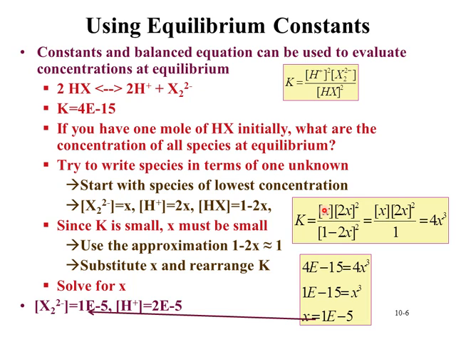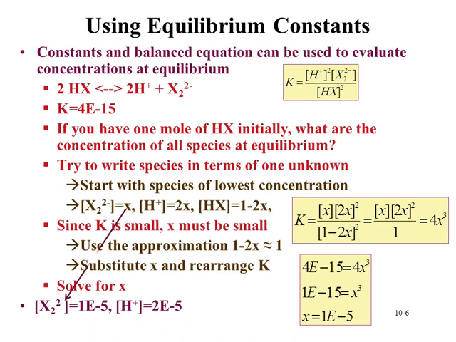Excuse me, this is our proton concentration. This is our dimer concentration, and this is the concentration of the reactant. We're going to say the concentration of the reactant is fundamentally 1. This becomes K is equal to 4x cubed. If K is 4 times 10 to the minus 15, 1 times 10 to the minus 15 is equal to x cubed. X is equal to 1 times 10 to the minus 5. So this dimer is equal to 1 times 10 to the minus 5.